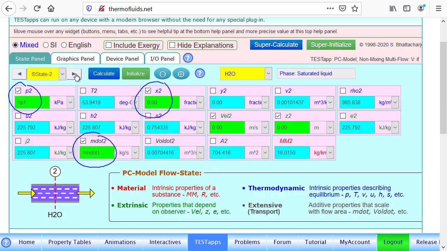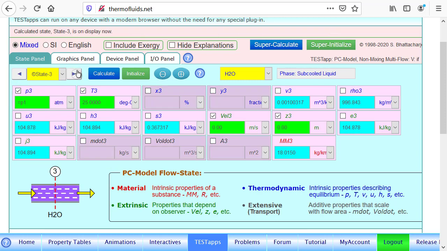What about state 3? For state 3, what we know is that the pressure should be assumed to be 1 atmosphere. So let's put 1 atmosphere and calculate. So we find the state of state 3. Note that the mass flow rate is an unknown, temperature is known. We'll leave it there like this.